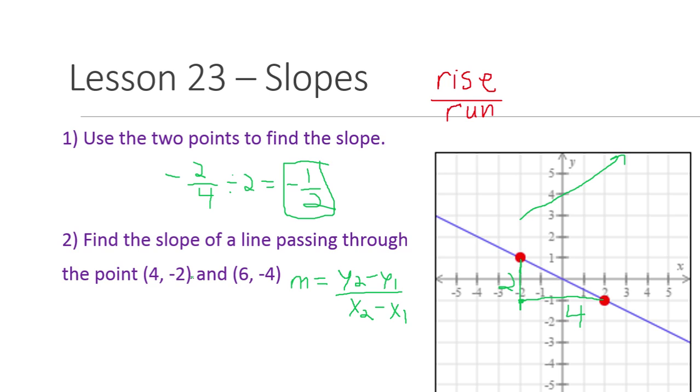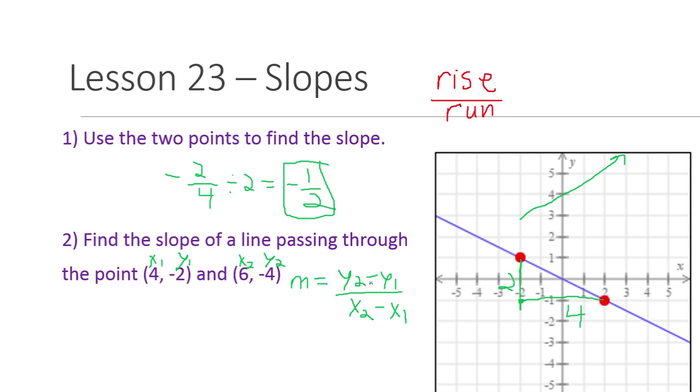Now what you do is you label the 4, -2, and the 6, -4 with the x1, y1, x2, y2. So I'll start with just the first point, and I'll label it x1, y1, and then x2, y2. So you start with one point, x1, y1, the other point, x2, y2. Now we can plug it into this formula.